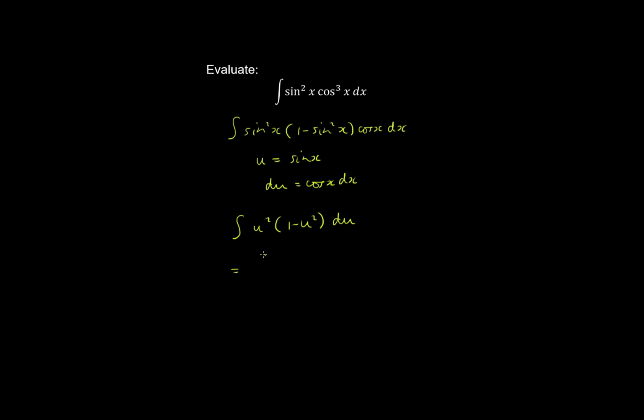So we can write the integral as u squared times 1 minus u squared multiplied by du. And we can split this integral as the integral of u squared with respect to u minus the integral of u to the 4 with respect to u. And therefore this becomes u cubed on 3 minus u to the 5 on 5 by the power rule, plus the constant of integration, and then you can plug in for u and get your final result.